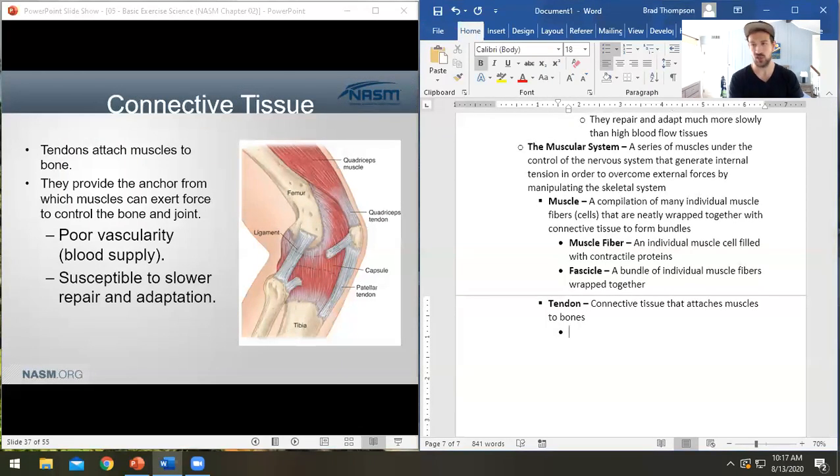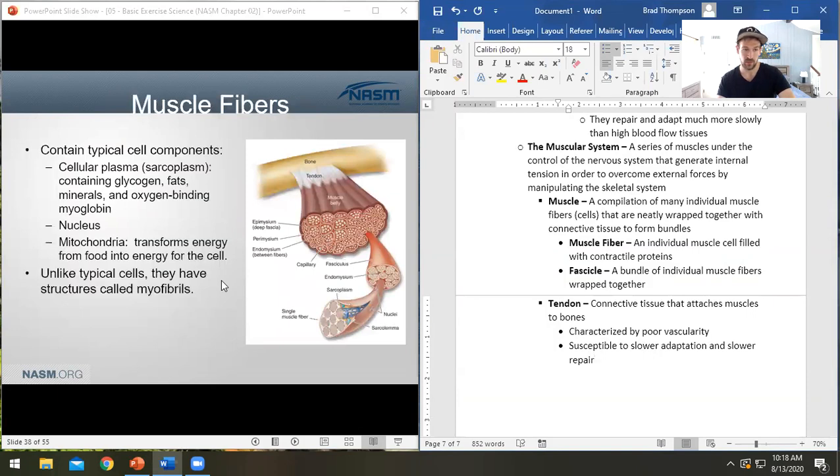So again, tendons, just like ligaments, and this is why they're often mixed up, are characterized by poor vascularity. Right? They don't get as much blood flow, and so they are susceptible to slower adaptation and slower repair. So they get beat up just as easily as the muscles do, but they don't repair very quickly. All right, so now we're back to looking at our muscle fibers again.